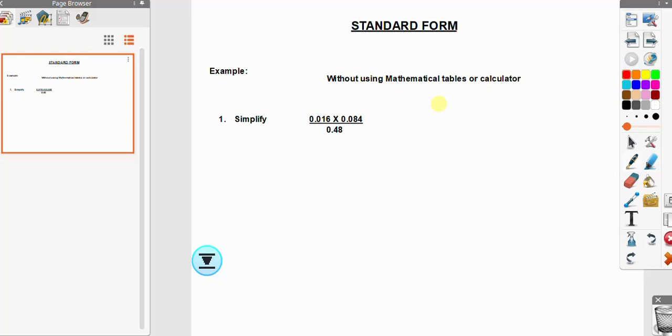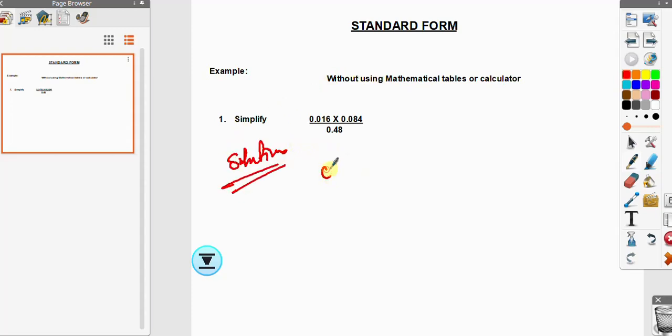We have a sum without using mathematical tables or calculator. We simplify 0.016 times 0.084 over 0.48. Now, how can we simplify this?